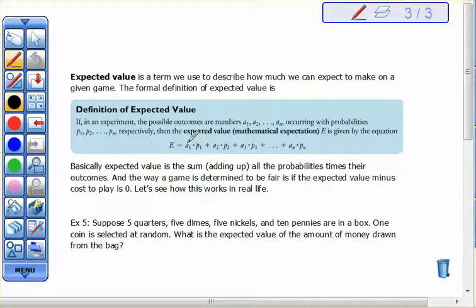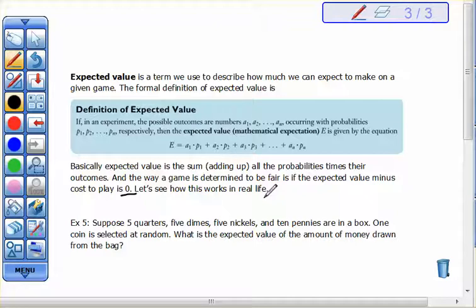But notice this is all of their outcomes times their probabilities. That's basically what expected value is. It's just the sum, or adding up, of all of the probabilities times their outcomes. And this is the way we figure out whether a game is fair or not, because if a game is fair, then its expected value minus the cost to play should be zero. So it should work itself out and have a zero net there. Now, let's see how this works.